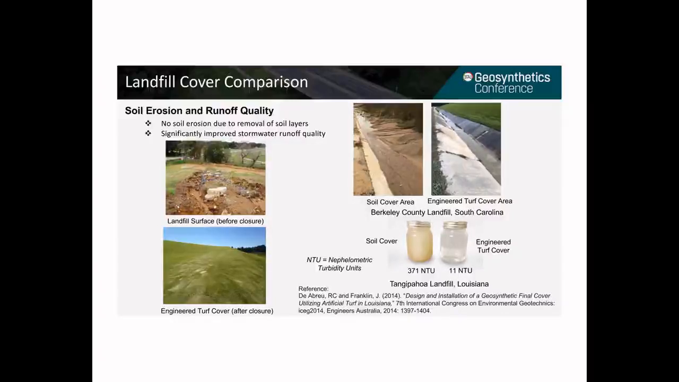The sample on the left was collected from the soil cover area with a turbidity of 371 NTUs. The sample on the right is from the engineered turf cover area with a turbidity of only 11 NTUs, a drastic reduction in turbidity.